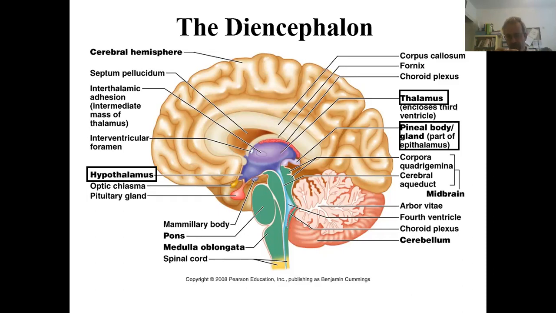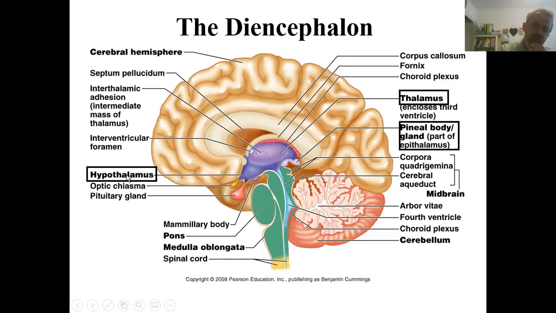The function of the thalamus is that it's a relay station for sensory information coming in. So remember I mentioned earlier, in the parietal lobe, we have that sensory homunculus. Well, those nerve fibers have to first pass through the thalamus to get to that region in the parietal lobe. That's why it's known as a sensory relay station.